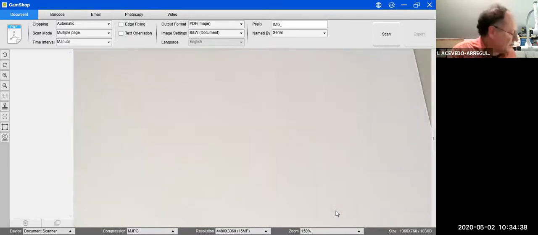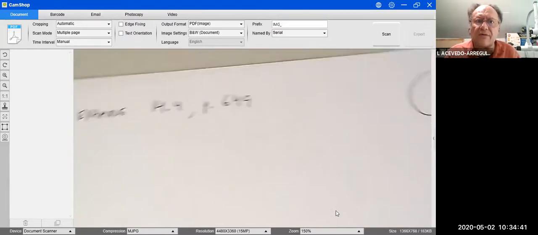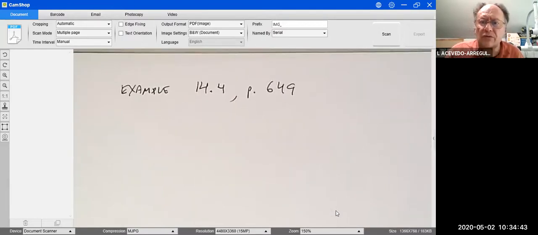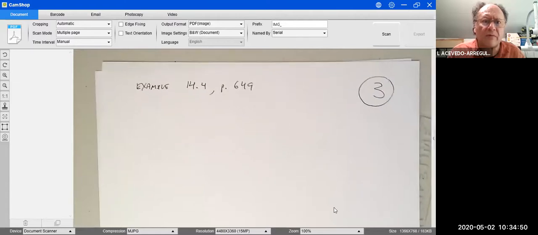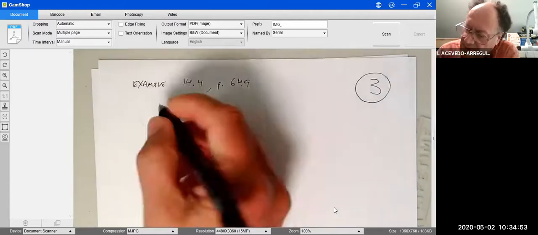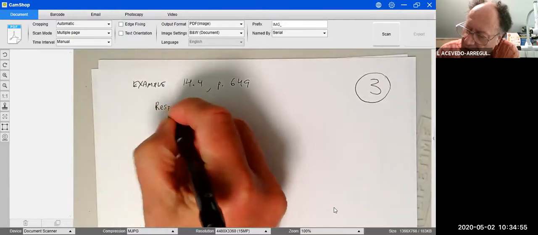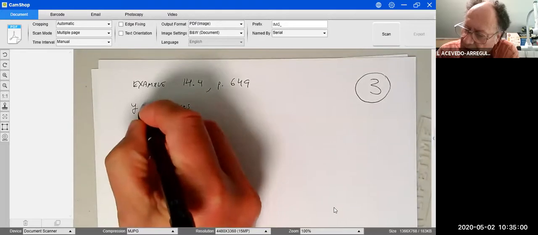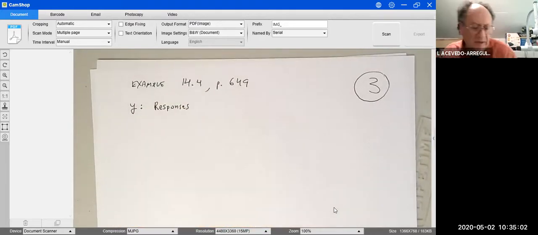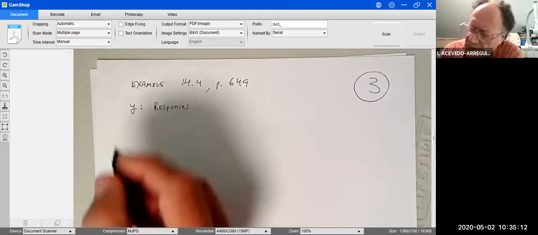So let me start telling you the steps that we're going to follow when we use R to solve this problem. So we're going to have two variables. One variable is going to be the variable containing our responses. So I'm going to use y. Y is going to be the variable that contains the responses. So we're going to start just entering the data values in the following way.